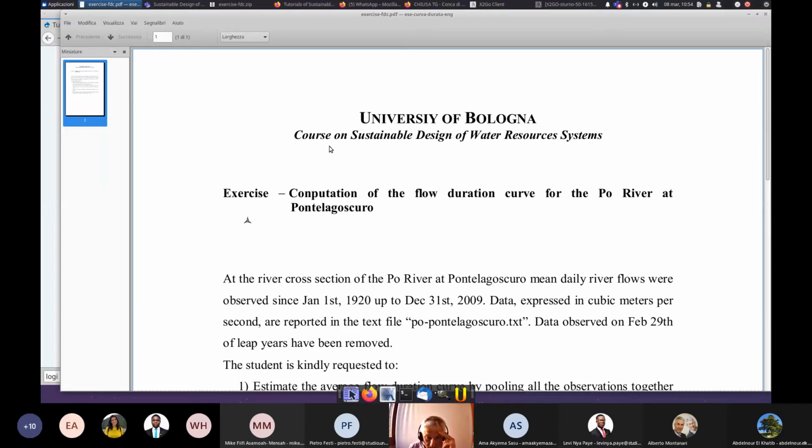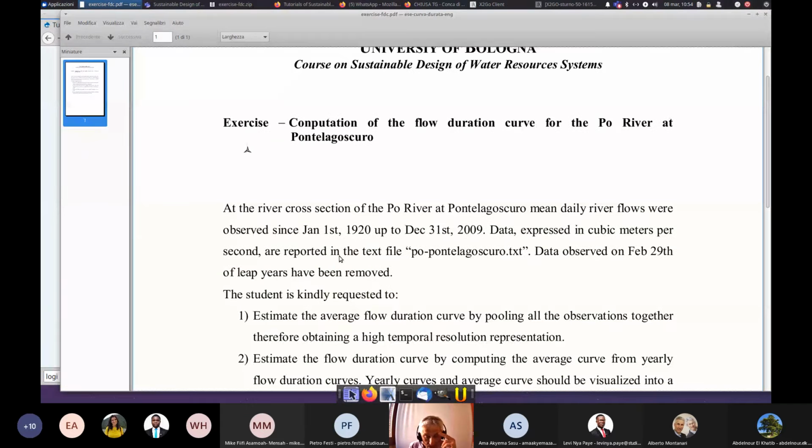At the river cross-section of the Po River at Ponte Lagoscuro, mean daily river flows were observed since January 1st, 1920, up to December 31st, 2009. Data in cubic meters per second are reported in the text file that was included in the zip file. And please note that in this text file, the data observed during the leap years on February 29 have been removed because it makes the computation simpler.